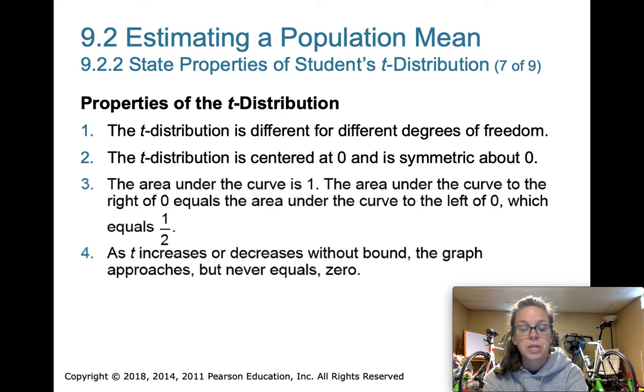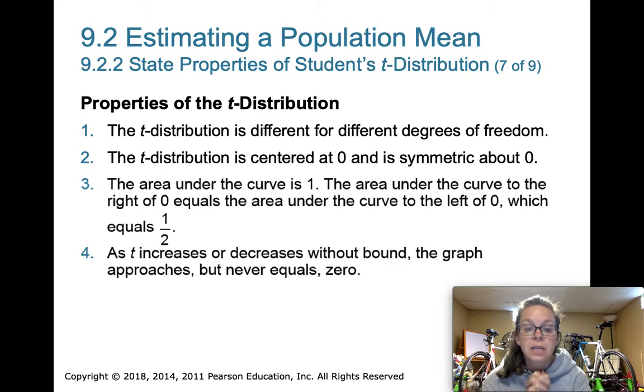The t distribution is centered at 0, and it's symmetric about 0. That's the same as a normal distribution. A normal distribution is also centered at 0 and symmetric about 0. The area under the curve is 1, because we're thinking about probabilities. We turn these into probabilities, and probability totals must be 1. So this is also the same as the normal distribution curve. And then because of the symmetry, the left and the right hand sides are both equal to 1/2.